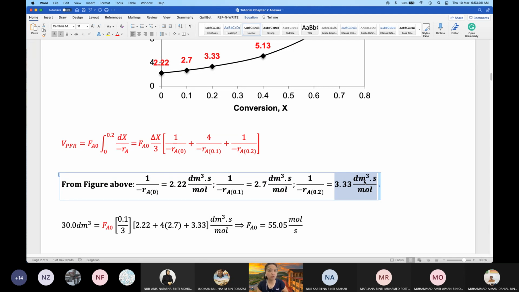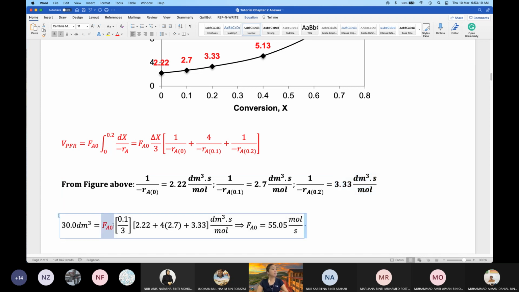So, when my X is 0.2, 1 per minus RA is 3.33. So, you replace into the equation, alright? You solve it because now you are left with only FA naught. If you want to do unit cancellation, you can. You realize you can cancel your dm cube unit. You are left with mole per second. Of course, mole per second, mole per time, is molar flow rate. So, you calculate this correctly, you get your FA naught 55.05 mole per second, which is the initial molar flow rate of A for the PFR.